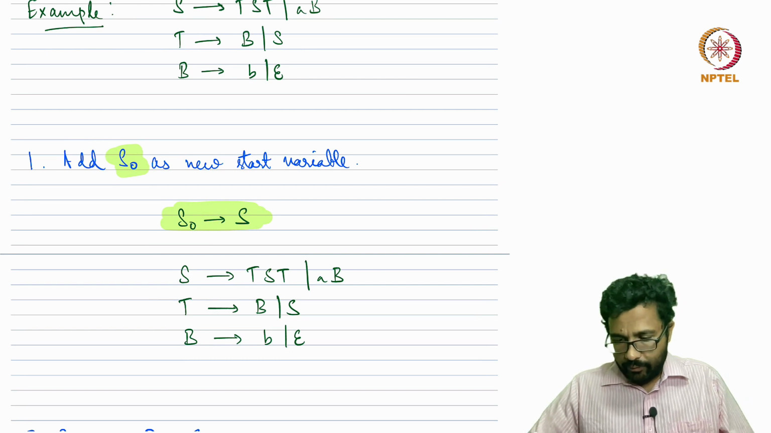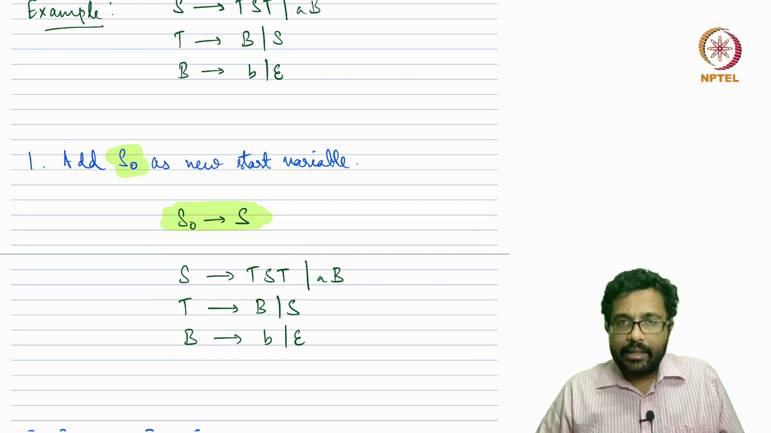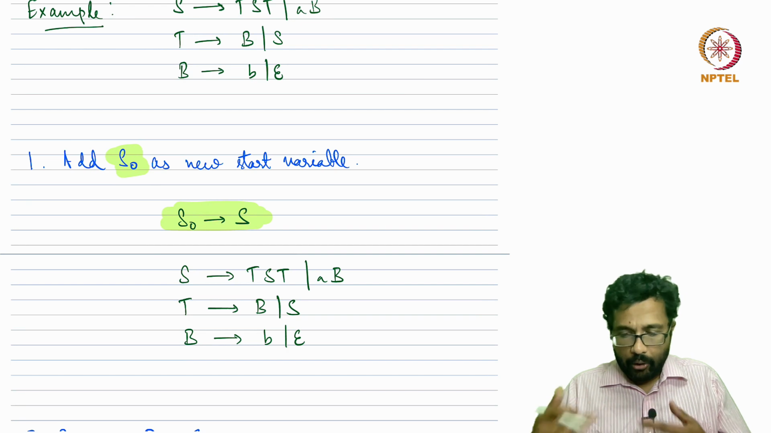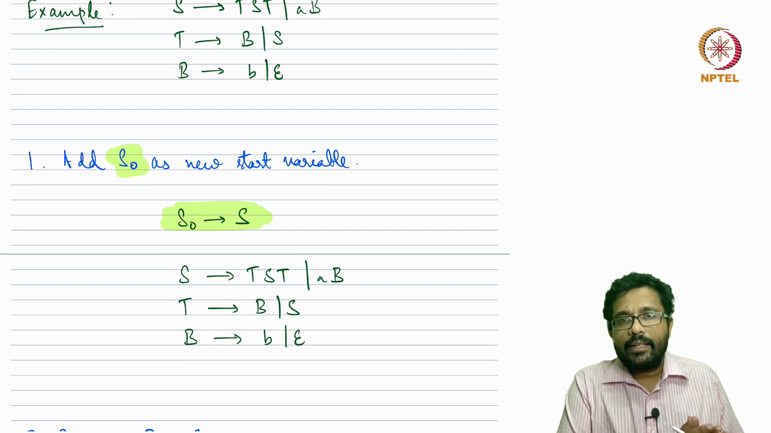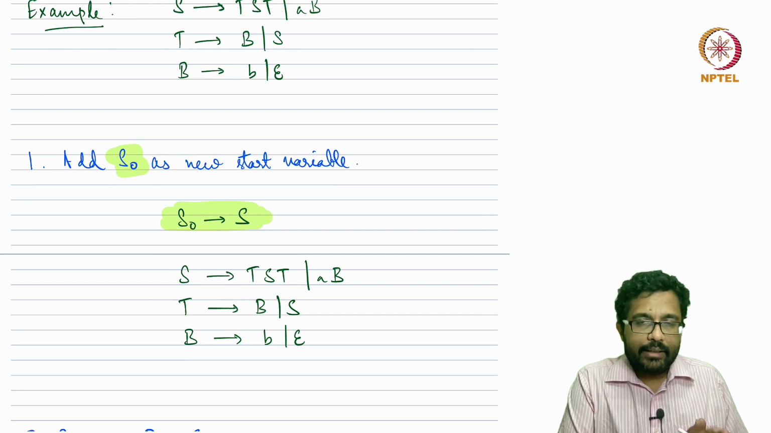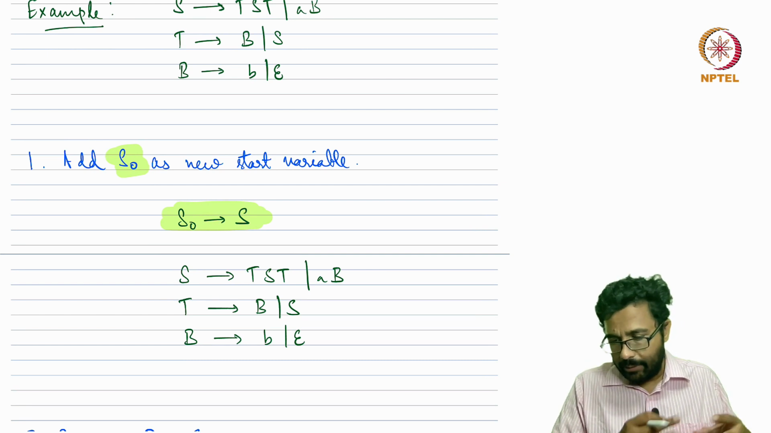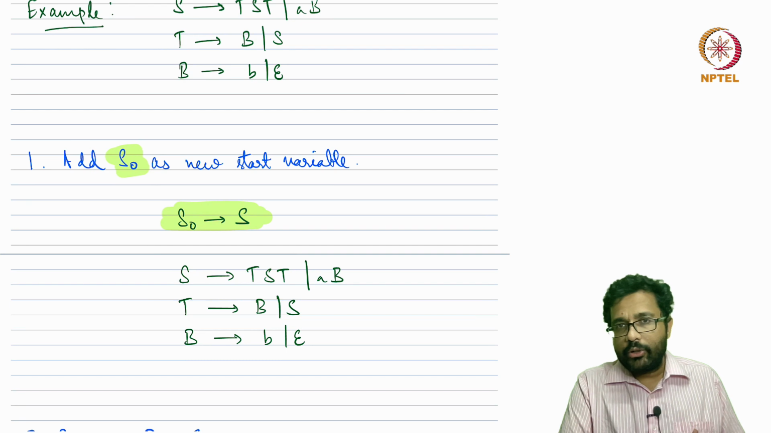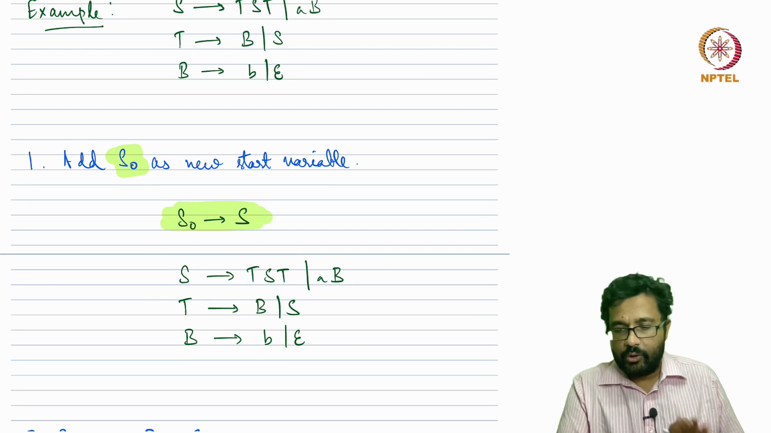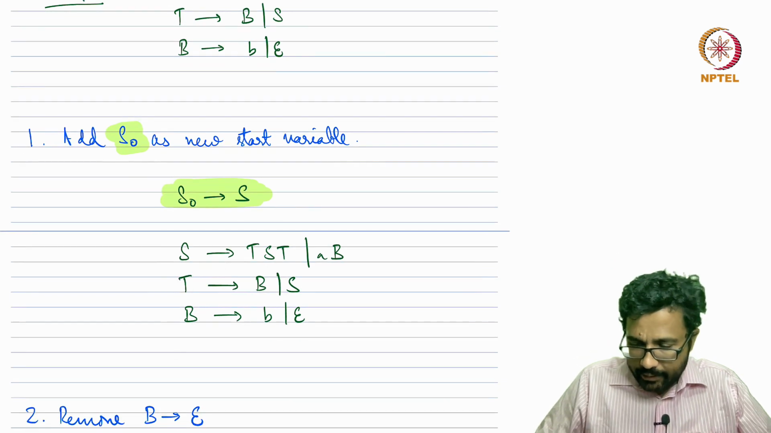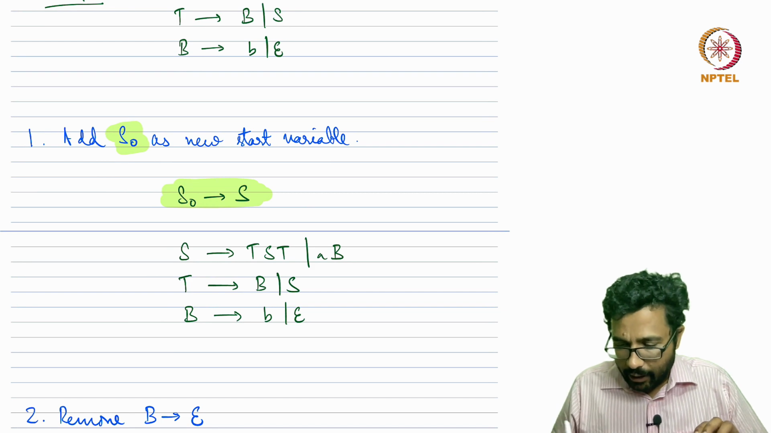We will keep the grammar equivalent. We will modify it, but we will ensure that the set of strings generated by the grammar does not change. So we'll keep restructuring it, but we'll ensure equivalence at all stages. Okay, so we added this. So now we have the other violations still.